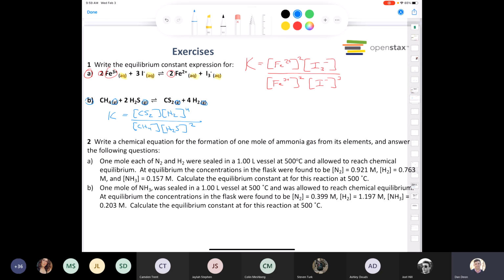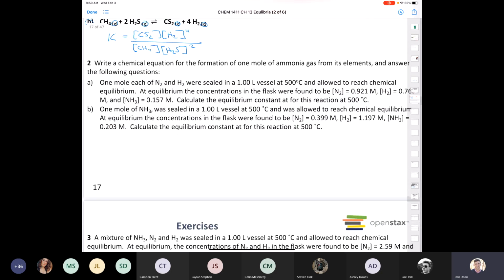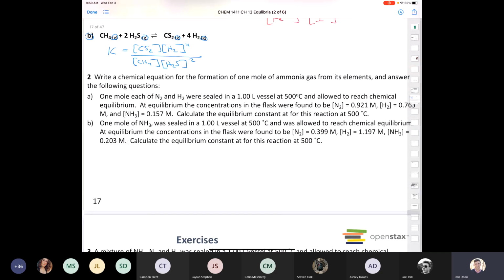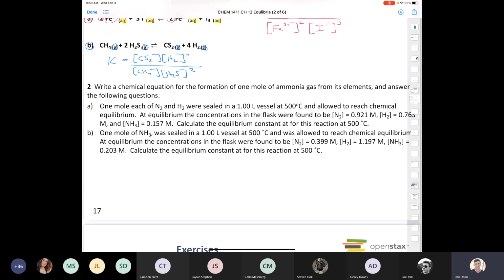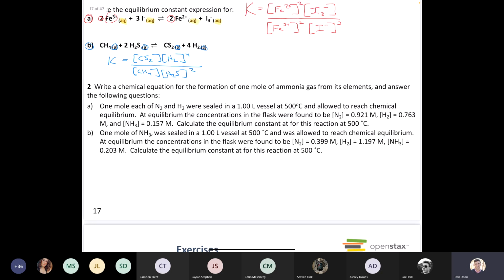I will not leave you hanging, wondering what the heck is going to happen. Anyhow, I didn't leave myself a lot of space here, did I? So let me take a look at this problem. It says 1 mole of each nitrogen and hydrogen were in a sealed 1 liter vessel at 500 degrees Celsius and allowed to reach chemical equilibrium. At equilibrium, the concentrations of nitrogen and hydrogen were 0.921 and 0.763 molar, and the concentration of ammonia was 0.157.